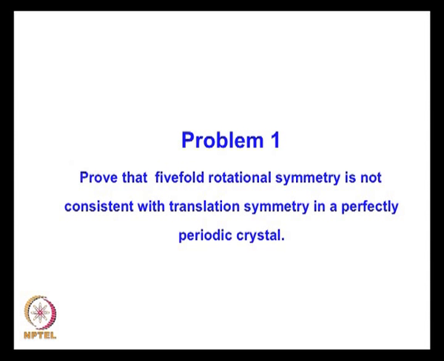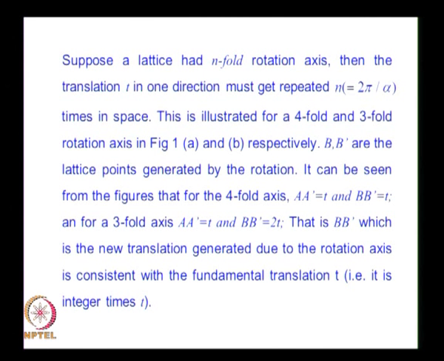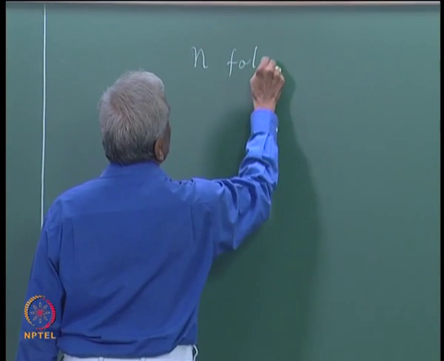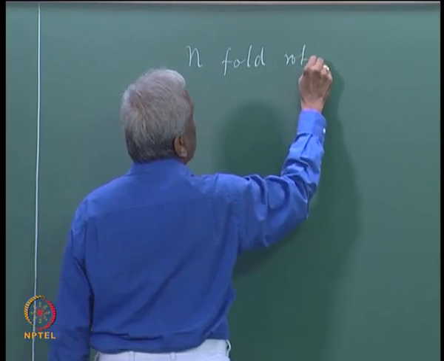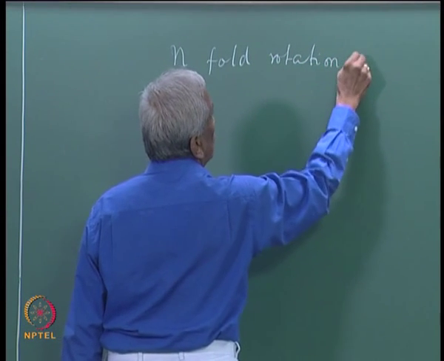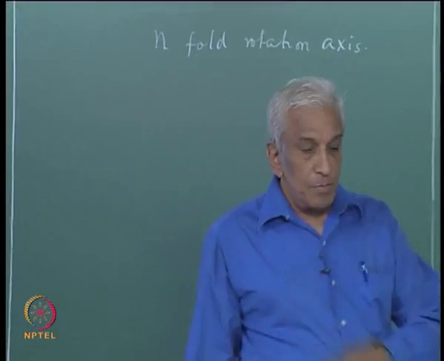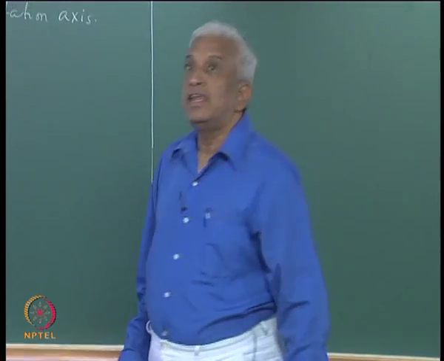Stated without proof during the lecture, we are asked to prove that 5-fold rotational symmetry is not consistent with translation symmetry in a perfectly periodic crystal. In order to prove this, suppose we consider an n-fold rotation axis perpendicular to the plane of the board. Let us for example consider a 4-fold, n equal to 4.